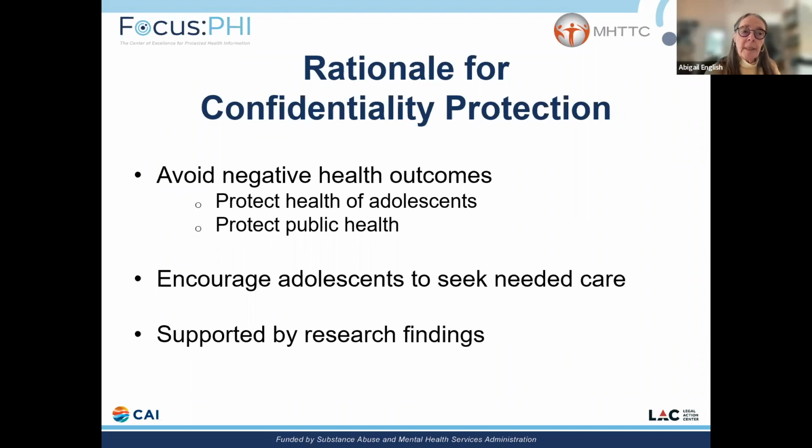I want to start by saying just a few things about what the underlying rationale is for these laws that protect confidentiality. A leading reason is to avoid negative health outcomes. We want to protect the health of adolescents, and we want to protect the public health. And to do that, we need to encourage adolescents to seek health care that they need, including mental health care. And these points are supported by decades of research findings.